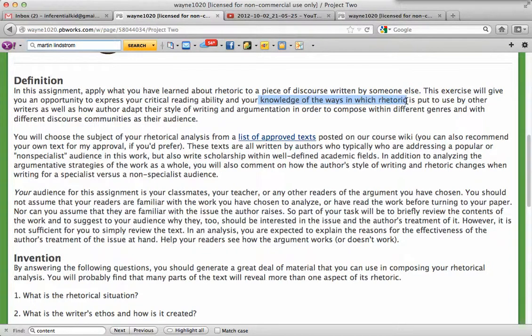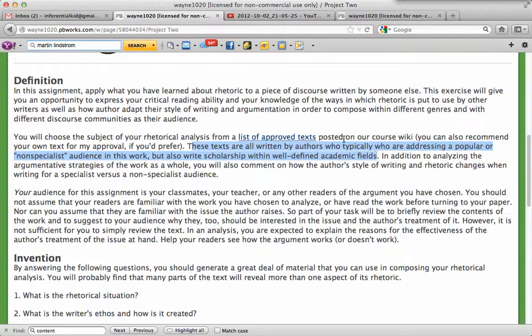Now, there's another little wrinkle in this. I've created a list of approved texts you could use here. You can also, as mentioned, choose a text and ask my permission to use that for Project 2. But the criteria we're going to use to select texts, the ones I used for this list and the ones that you'll have to use when you think about possible texts, is that they should all be book-length and rather long works by authors who are addressing a popular or non-specialist audience in the work, but who also write scholarship within a defined academic field.